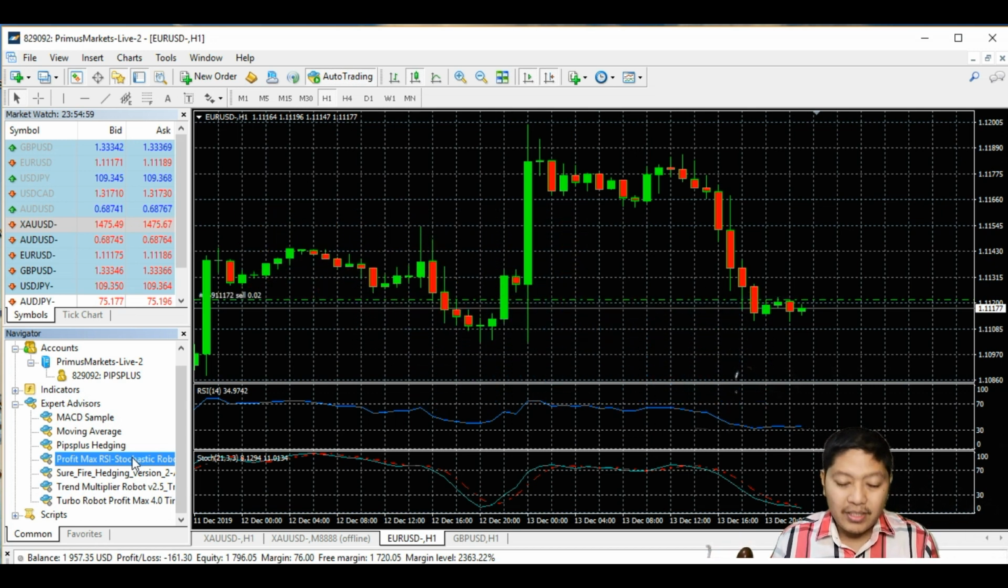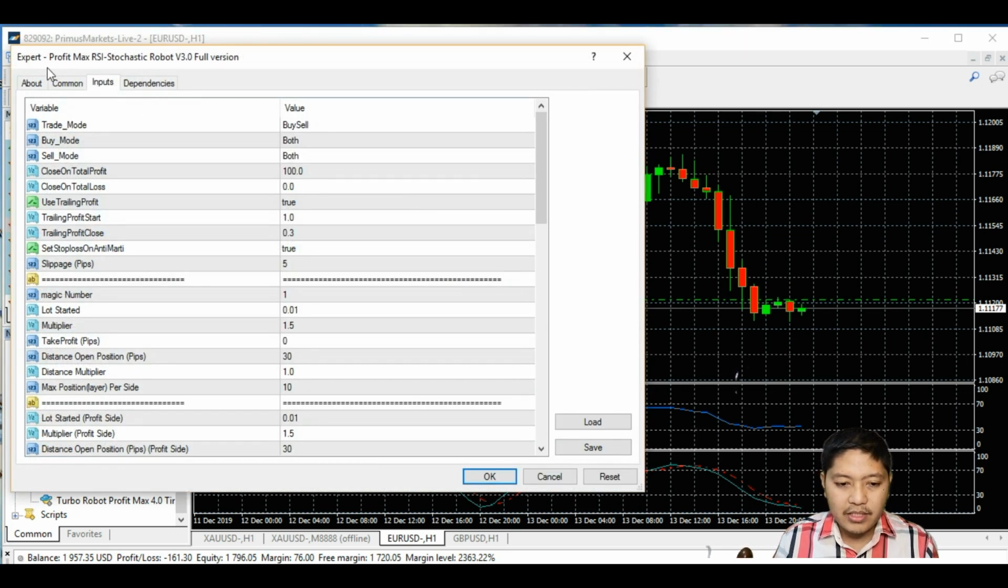Right, so this is for trial. Let's say I will be using RSI and Stochastic Oscillator. This is ProfitMax. So this is the entry.